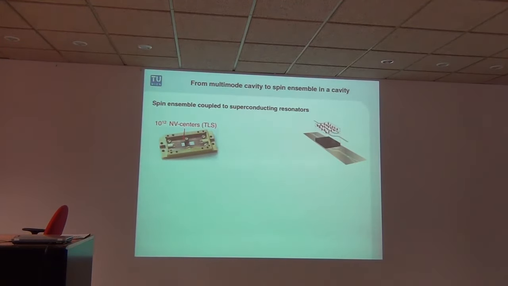So NV centers are basically, you have this diamond. The diamond is doped with nitrogen, and the nitrogen is paired with a vacancy in the system, which then gives rise to this qubit. And then you can place this on top of a line resonator where you have this huge number of spins or qubits or two-level systems on top of the resonator. And this is what allows you to reach a collective strong coupling regime.